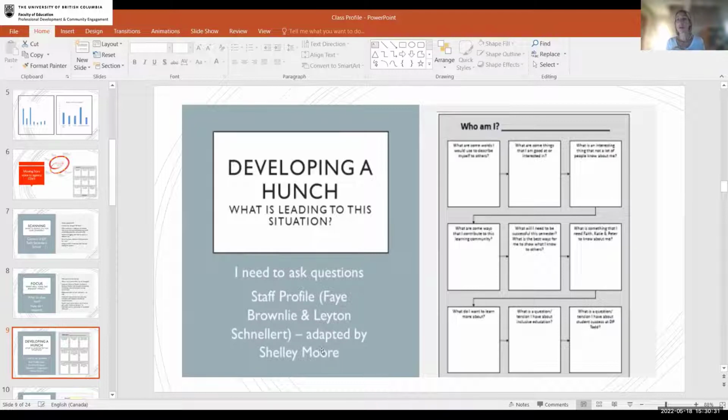So what I did was, Shelley is taken from Faye and Leighton's original Who Am I that you saw at the beginning. Shelley adapted it. She used this at a conference that I was at, and I asked permission to be able to adjust some of the questions just for my own context. And she said I could. And so that's what I did. I just adjusted the questions for my audience, of course.